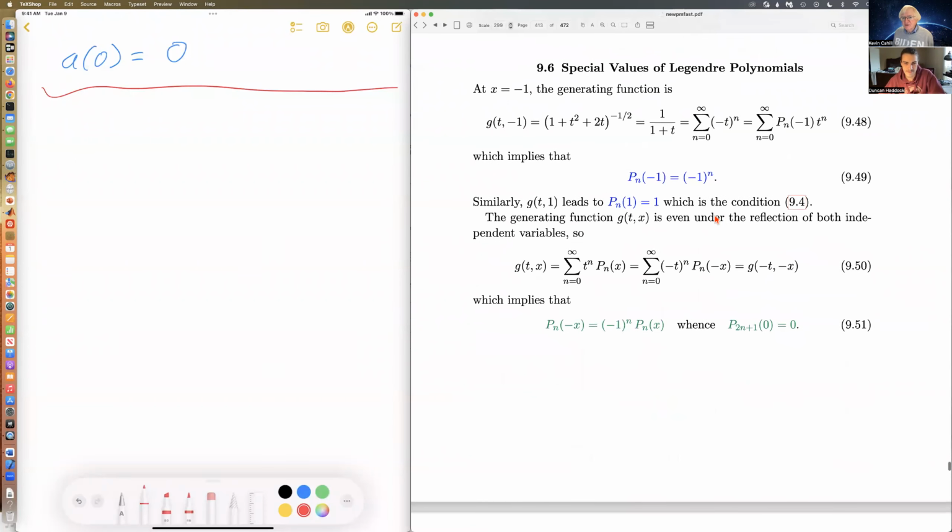The special values of Legendre polynomials, well, again, you can use the generating function to show that Pn of minus 1 is minus 1 to the n. That follows from this expression here.